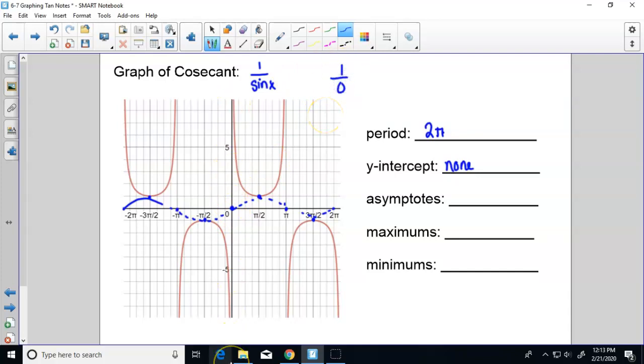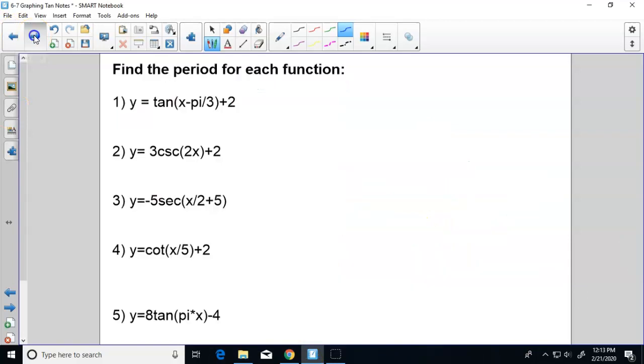That's why you have a vertical asymptote there. And I'm not going to worry about the locations of all of these right here. We're going to move on. Okay. So for each one of these, we're supposed to find the period of each function.